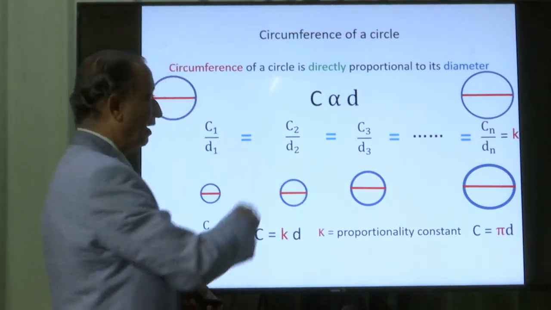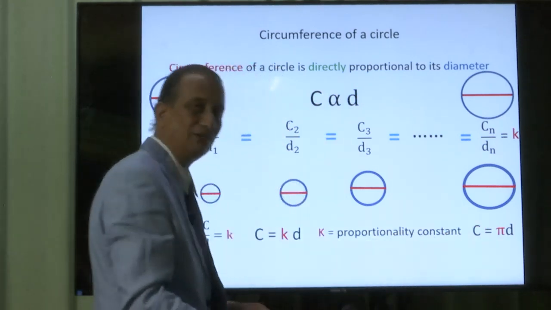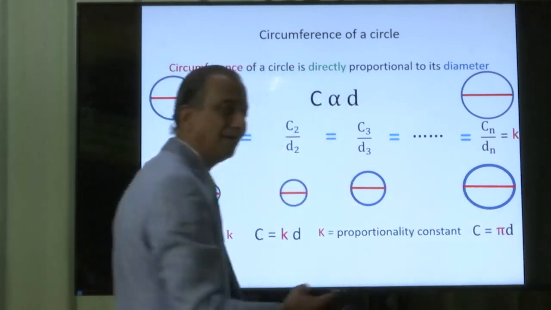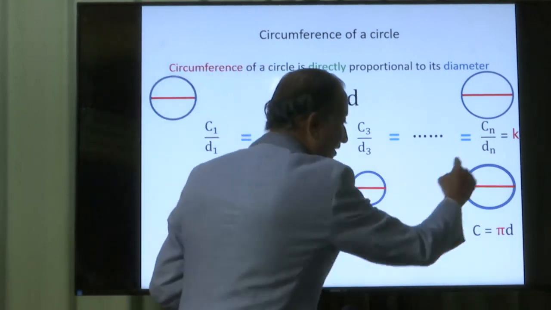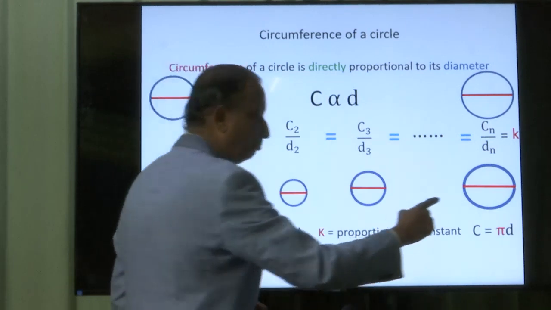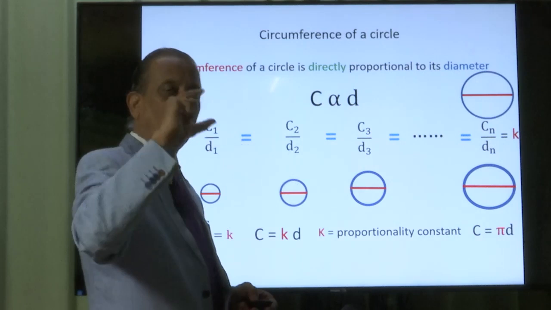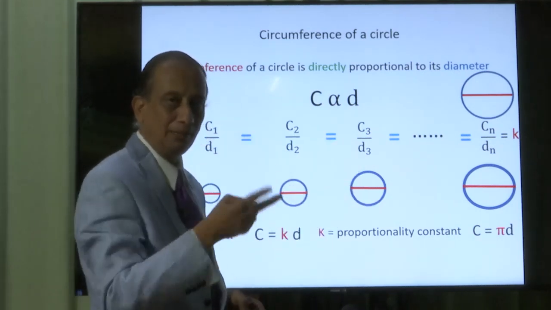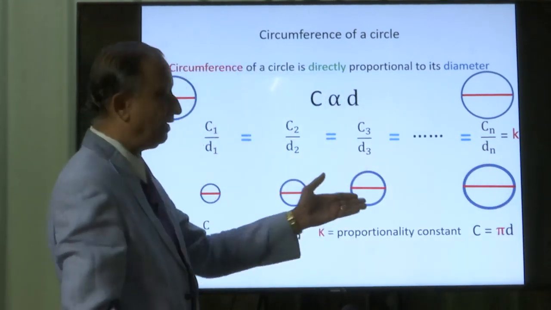So, C is proportional to D, or in the form of an equation, we can write C is equal to pi into D. What does it mean? It means that if you want the circumference of a circle, you measure the diameter and multiply by a particular value called the constant of proportion. In this case, it is equal to pi. Multiply those two, you will get the circumference of the circle. So, C is equal to pi times D.